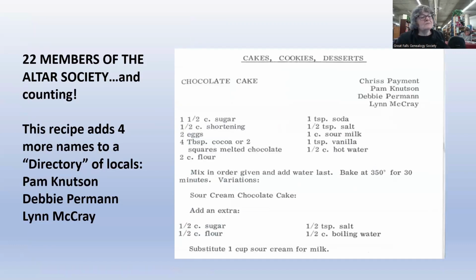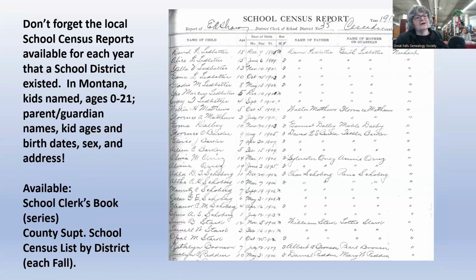So there were 22 members of their altar society and counting. And by the way, they didn't care that it was for the Catholic Church Altar Society. Oh my. There are people from various churches there, a little Bible community church. They all participated. And inside, I discovered that even though they had the names at the beginning, this particular recipe recorded the names of 4 more people there, Chris and Pam and Debbie and Lynn, because they weren't in that original list. So you're going to find wonderful things.